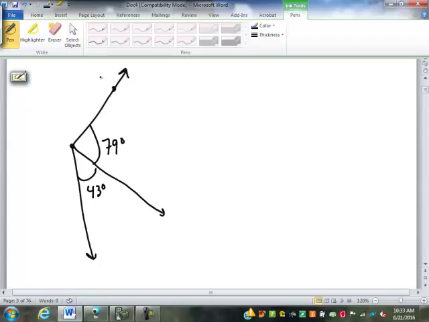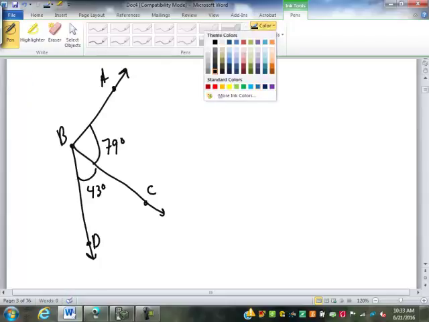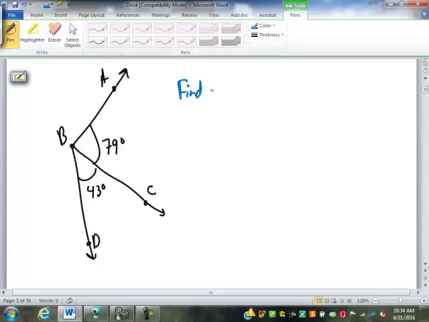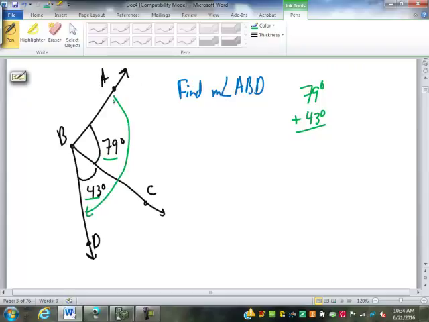So let me call this A, B, C, and D. I'm going to ask you to find the measurement of angle ABD. Tell me how I would do that. You got it. 79 degrees and the 43. Perfect. We're going to add the 79 degrees and the 43 degrees to get the overall angle, to get 122 degrees.